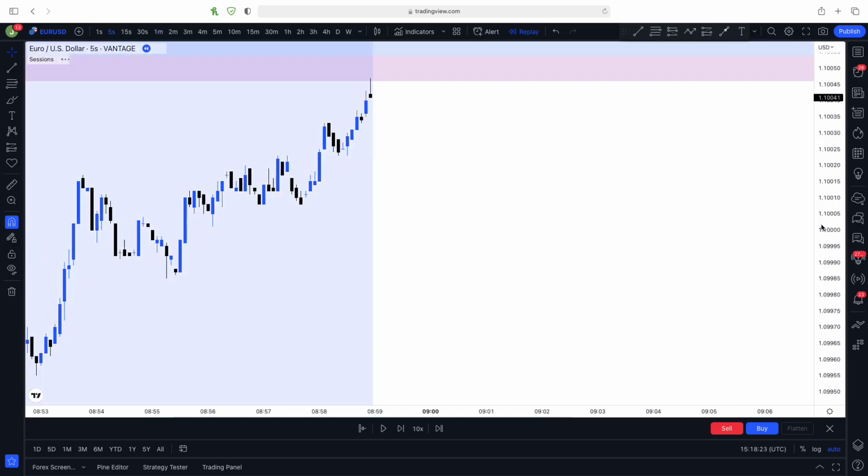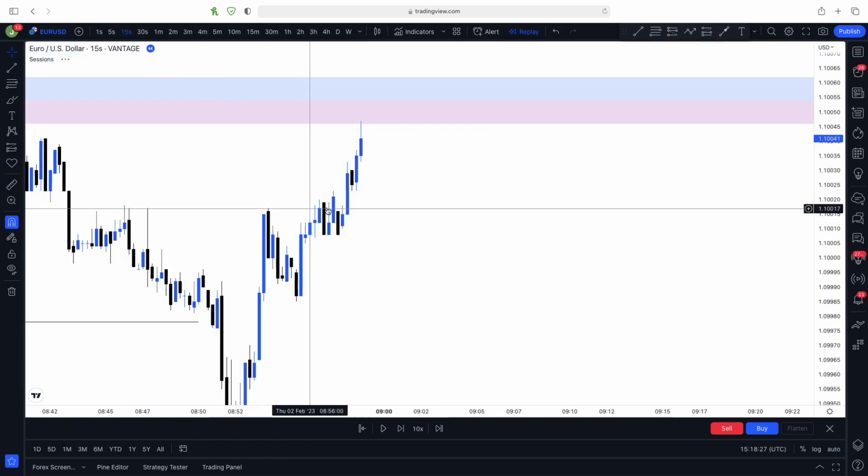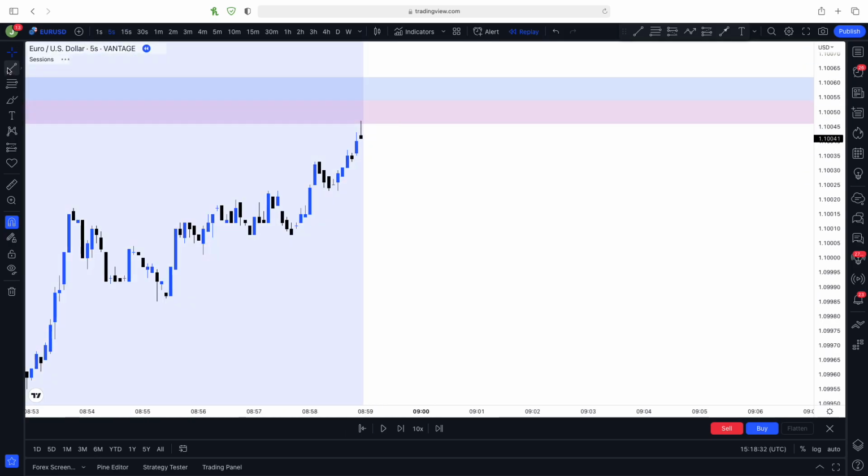Down to the 5-second, make ourselves aware of the range, check the next time frame, check the 15-second, make yourself aware of the range. So we know our 15-second range is lower than the 5-second. So for now, the only thing I'm interested in is this 5-second range here. Okay, continue.